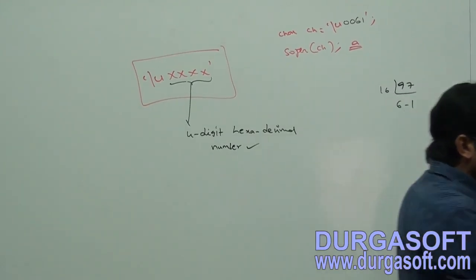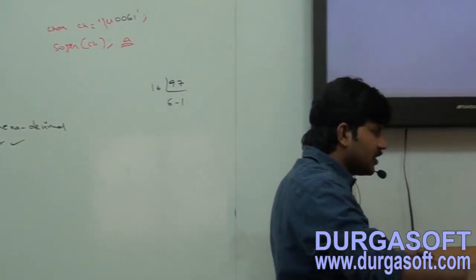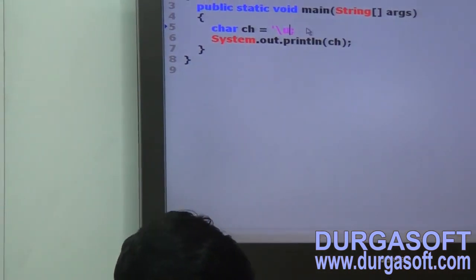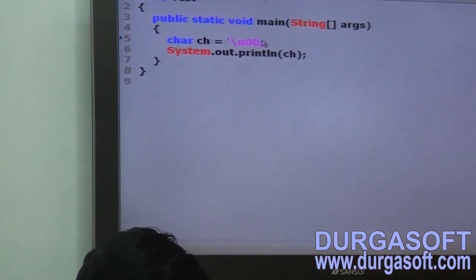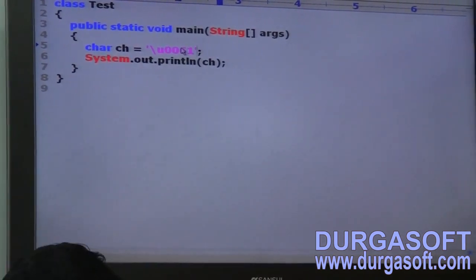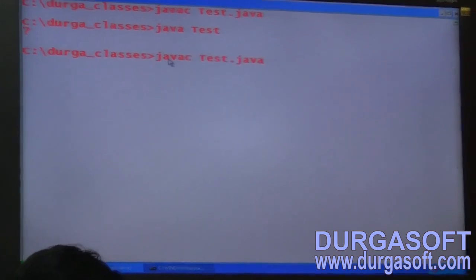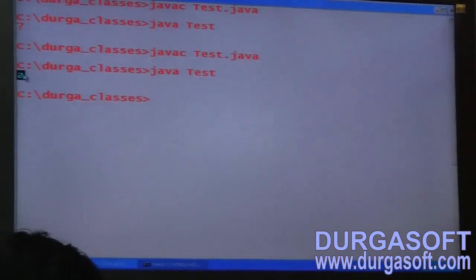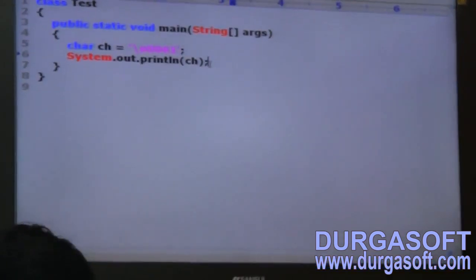If you want, just observe. Can you please spell out char ch is equal to single quote and then \u0061. Single quote, right? SOP of ch. What is the answer? A. By default we are going to get A itself as the answer. Are you getting?